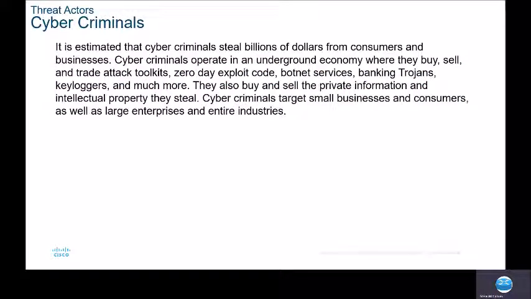Okay, with cyber criminals, it is estimated that cyber criminals steal billions of dollars from consumers and businesses. They operate in an underground economy where they buy, sell and trade attacking toolkits, zero-day exploit code, botnet services, banking trojans, keyloggers and much more. They also buy and sell the private information and intellectual property they steal. Cyber criminals target small businesses and consumers, as well as large enterprises and entire industries.